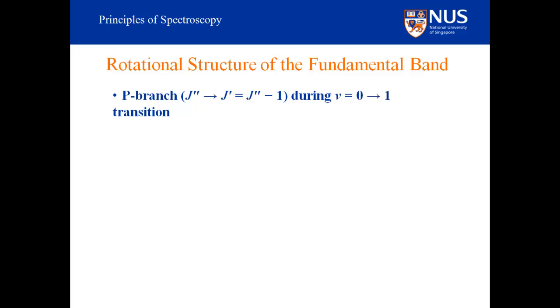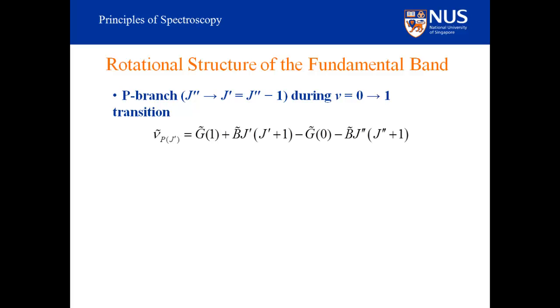So if my initial state is J double prime, then my final state is related to my initial state because J prime will be equal to J double prime minus 1. Remember, this is for the P branch transition. The rotational state has decreased by 1, which is the definition of a P-branch transition.